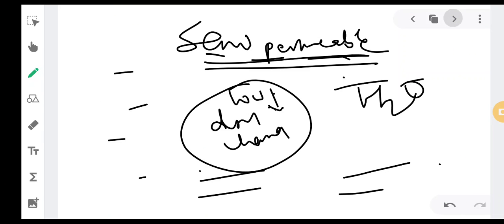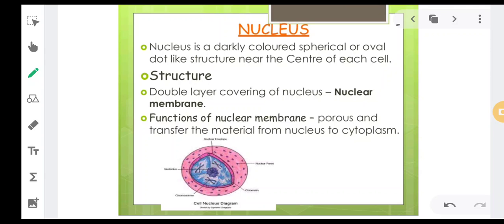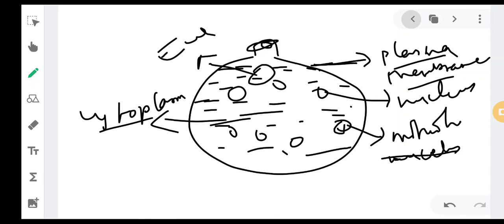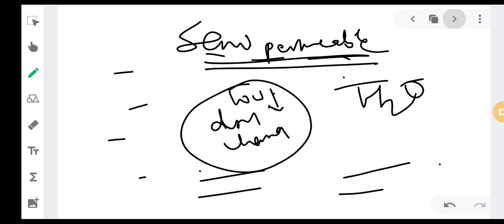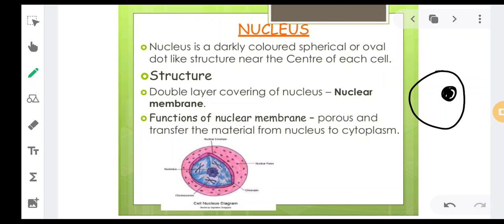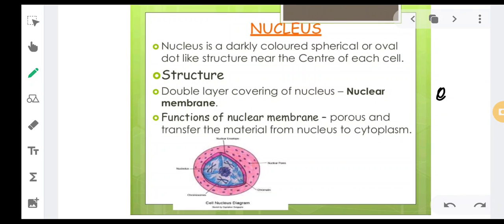So the next thing is regarding the nucleus. What is the nucleus? The nucleus is a darkly colored spherical or oval dot-like structure near the center of the cell. Say suppose this is the cell. The nucleus will be present in the middle, or at the side, anywhere you can draw it, but it will cover most of the part of the cell. Why? Because the nucleus is a very important part of the cell which helps in the division of the cell. So the nucleus is very important in dividing the cell.